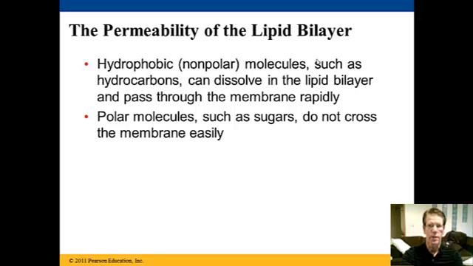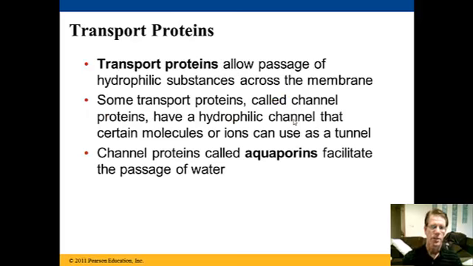We have these hydrophobic nonpolar molecules like hydrocarbons. They can get dissolved through. Sugars, which are polar, and water and some other molecules are going to have a much more difficult time getting through the membrane, and so therefore they're going to need some doors, some gates, or some channels. These transport proteins are going to allow the passage of certain hydrophilic substances, and a specific one that involves the passage of water is what we call an aquaporin. And there are others that obviously do not involve water.